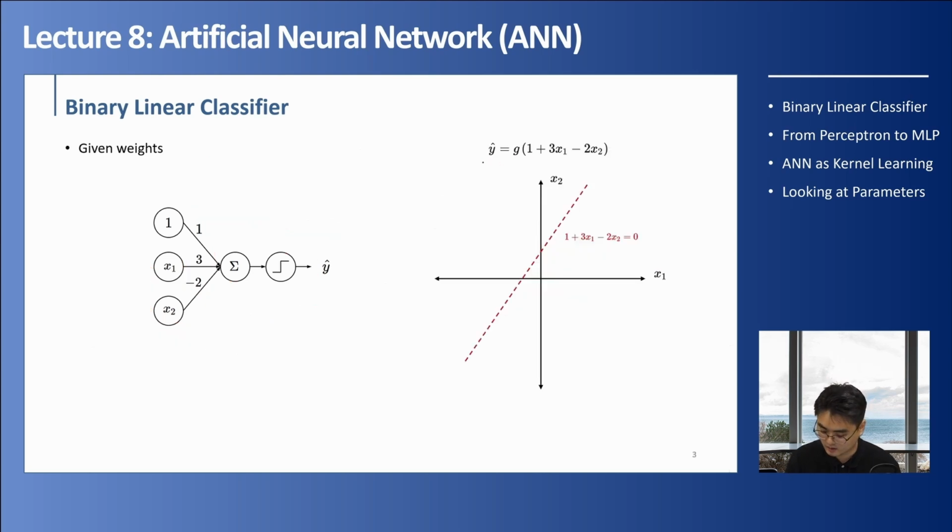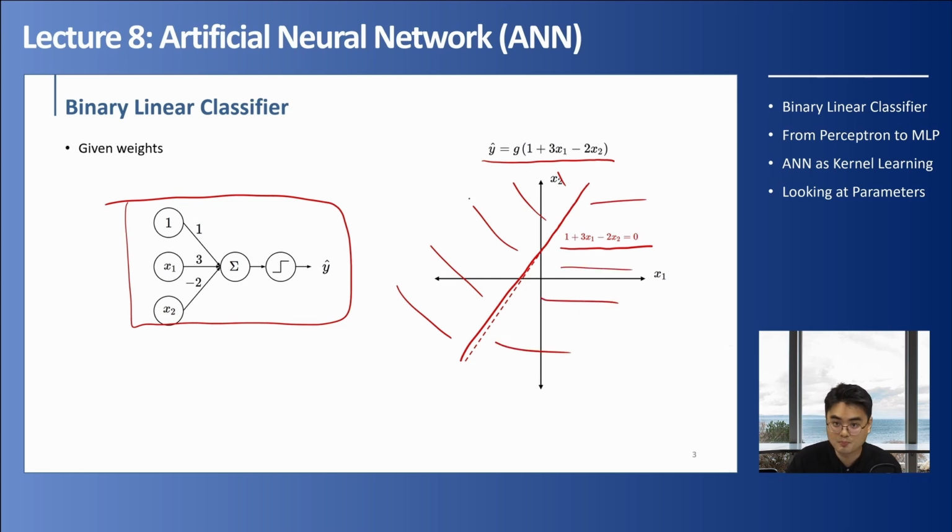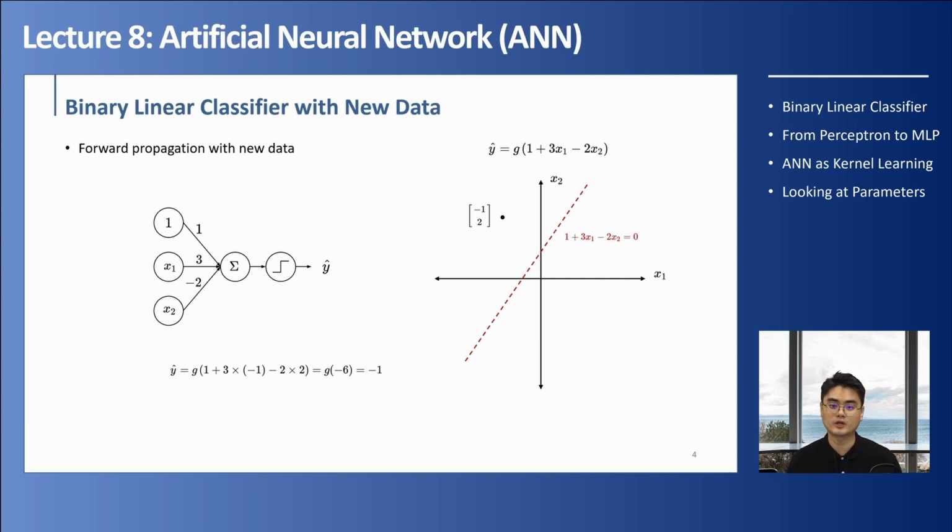So if we have our function as y hat equals g of 1 plus 3x1 minus 2x2 from this perceptron model, we can draw this line here, which corresponds to 1 plus 3x1 minus 2x2 equals 0. And depending on which side the data exists, some part will be negative and the other part will be positive. So by using this fact, we can do binary linear classification.